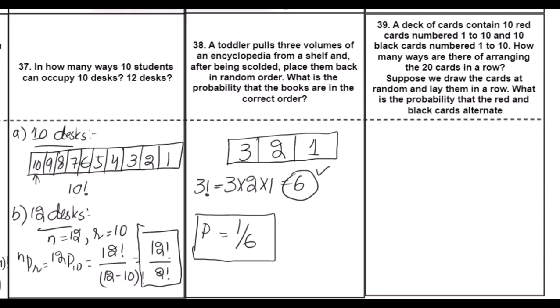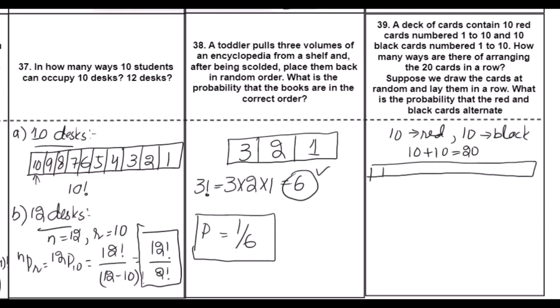As he has 10 red cards and 10 black cards, these are basically 10 plus 10, 20. So the total number of cards is 20. Now again considering the 20 slots here, these are basically the slots.